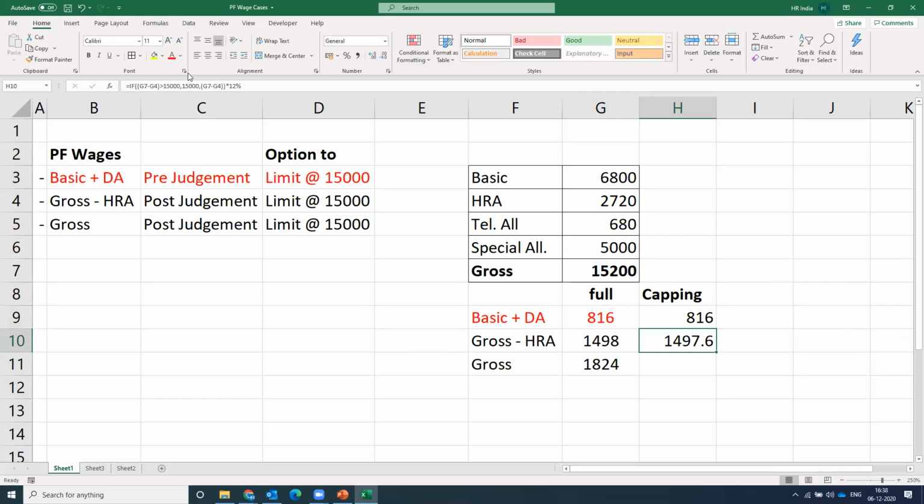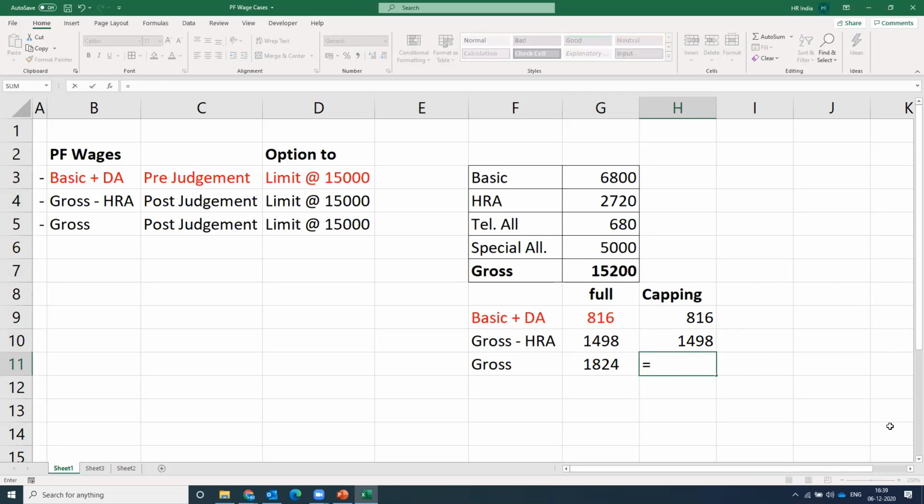Enter. Now see here. Here also the amount is same because we are calculating on gross minus HRA. We want to apply the limit of 15,000. But here, even if we reduce the HRA from the gross, it will go below 15,000. So if the PF wages is less than 15,000, we are calculating on the actual amount. But if it goes more than 15,000, then we want to limit our contribution at maximum 15,000. Now see the third case.